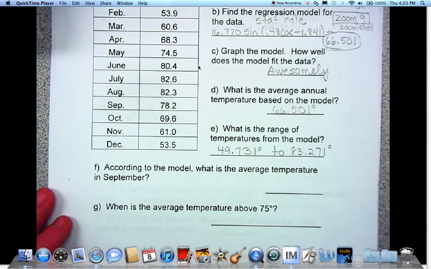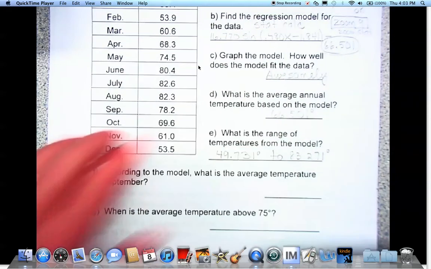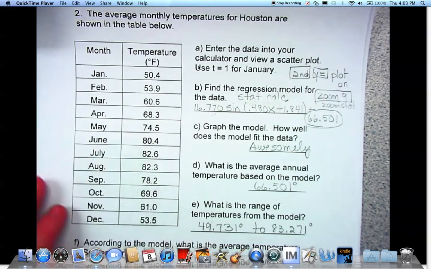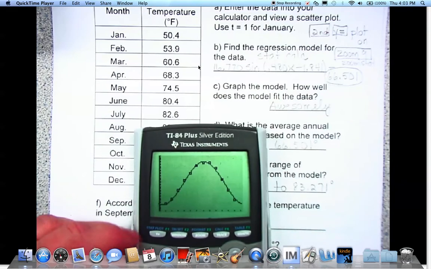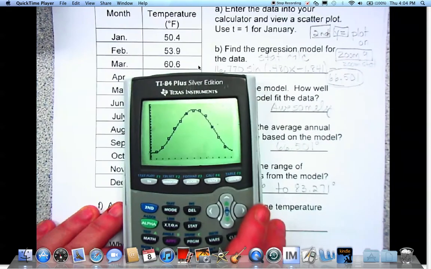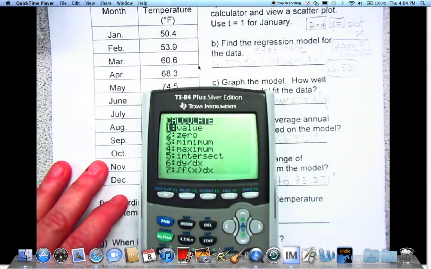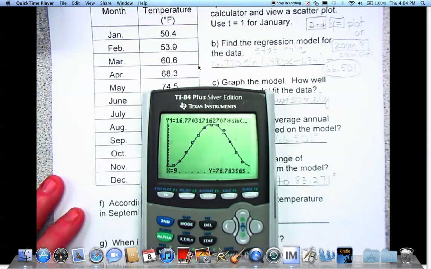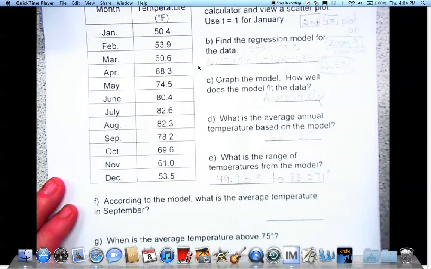According to the model, what is the average temperature in September? You just look on the table? No, because it's asking for the model, which is this equation, which is a little bit different than the table. So for that, we just go to graph. And we're looking for September. What month would that be? 9. So we'll do second, calc, value, 9. So the temperature in September is 76.76.